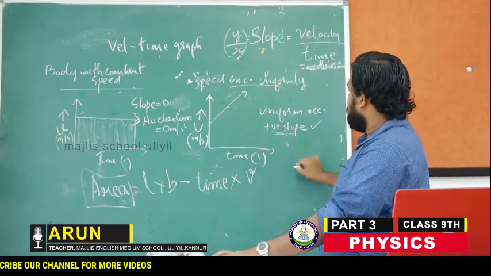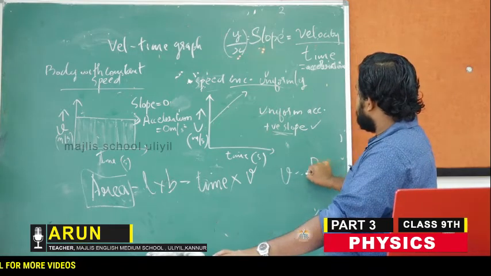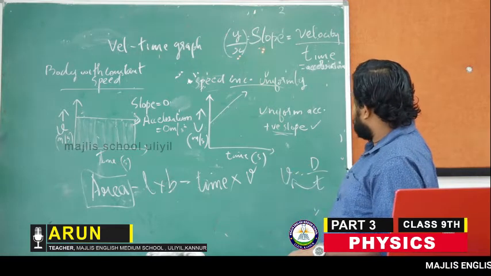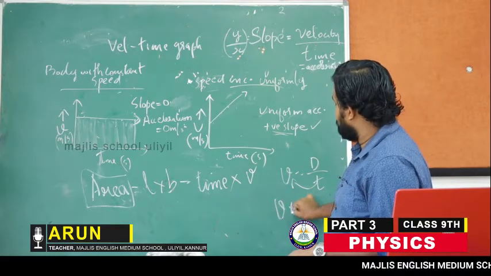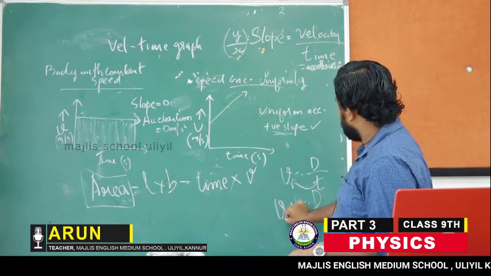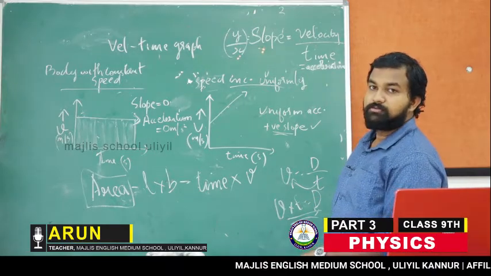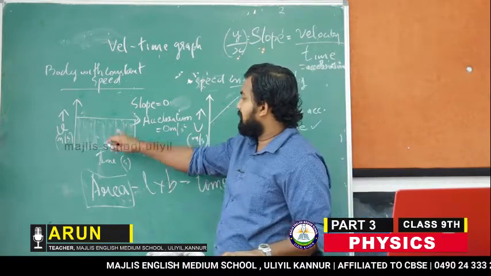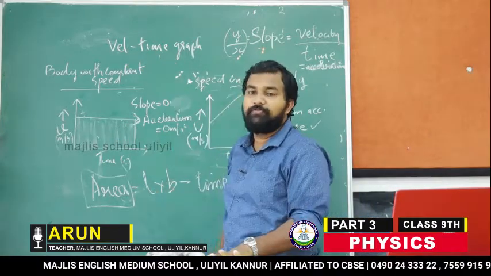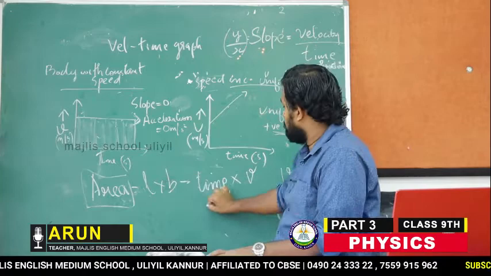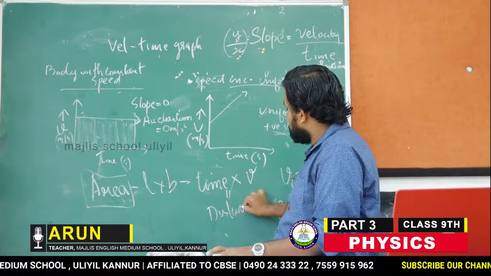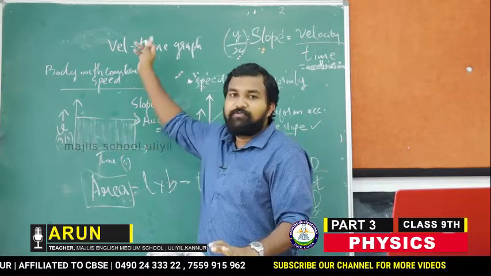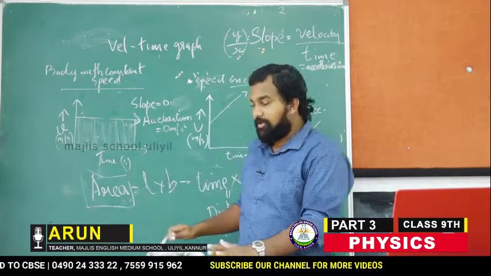What is velocity into time? We know speed or velocity is equal to distance by time. So if I take this time to the opposite side, velocity into time will give you distance. So the area under the graph of a velocity time graph, velocity into time, is equal to distance or displacement.